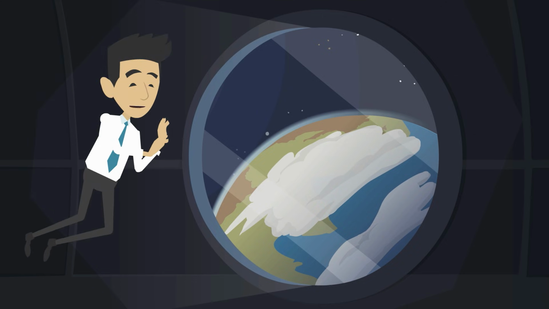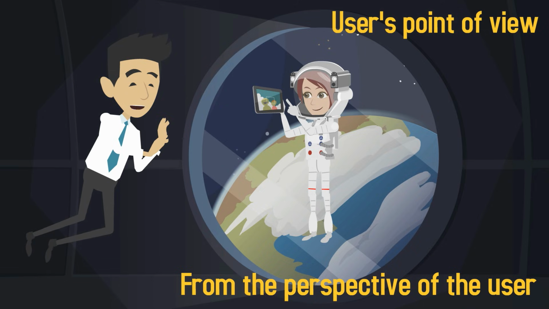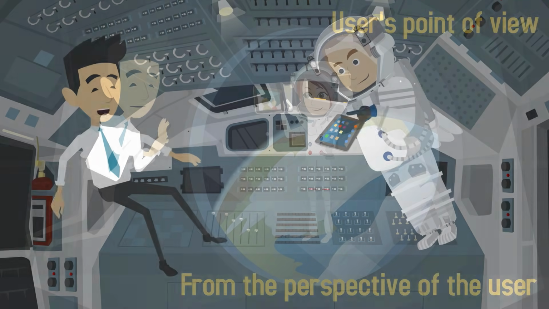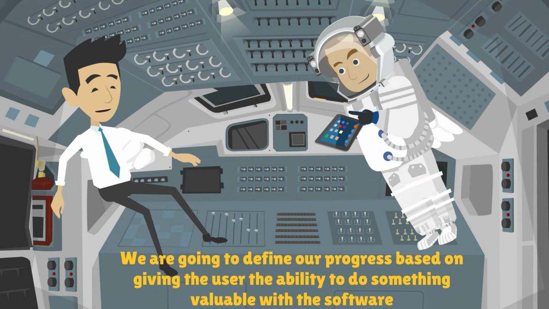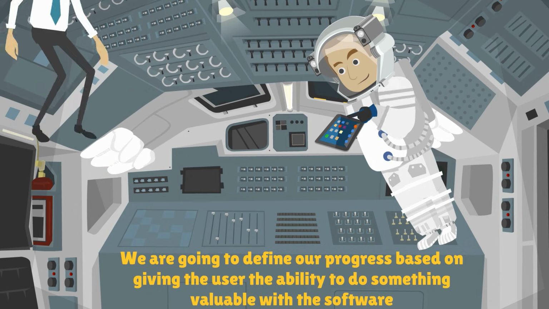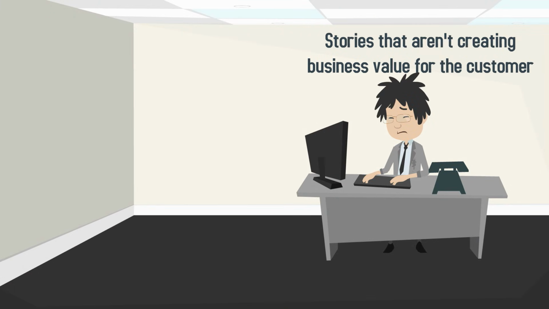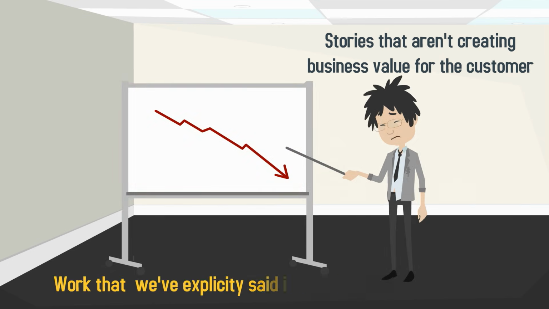Good stories start off as fiction. The setting is the world in which the user interacts with the software. The story is written from the user's point of view and talks about things from the perspective of the user. The user perspective is very important because our principles say that we are going to define our progress based on giving the user the ability to do something valuable with the software that they were not able to do before. If we are working on stories that aren't creating business value for the customer, we are doing work that we've explicitly said isn't going to count as progress.